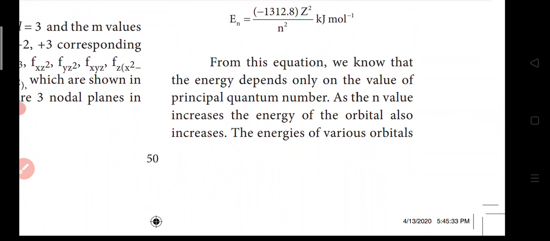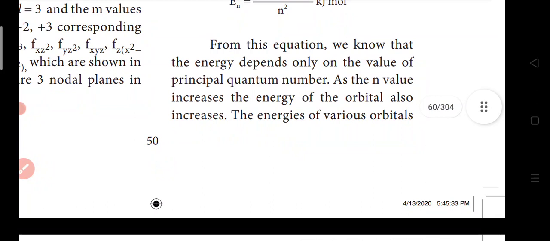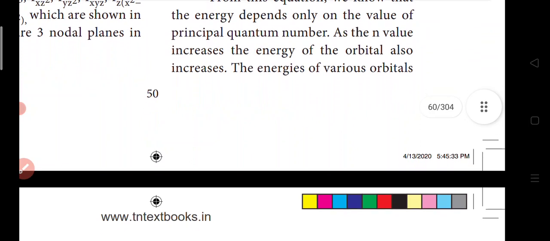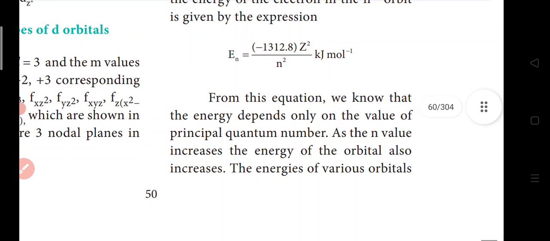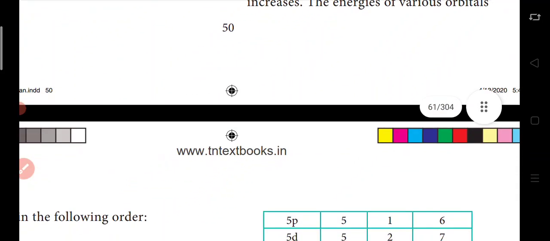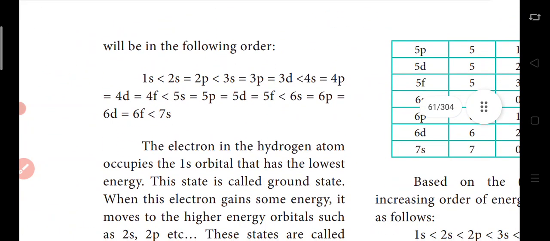As the n value increases, the energy of the orbital will be increasing. It is indirectly proportional. Can you see? Because it is at the denominator. So energy is not directly proportional. This inverse irukradhanaala it is indirectly proportional. Appo n value increase aga orbital energy increase agum. It is actually directly proportional only. The energies of various orbital will be given like this.